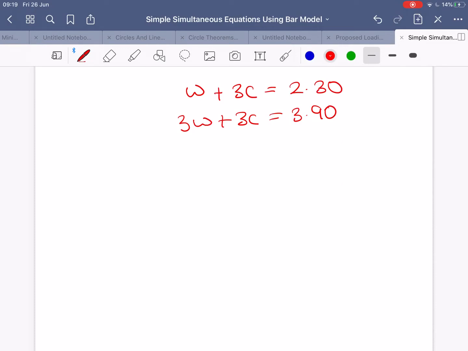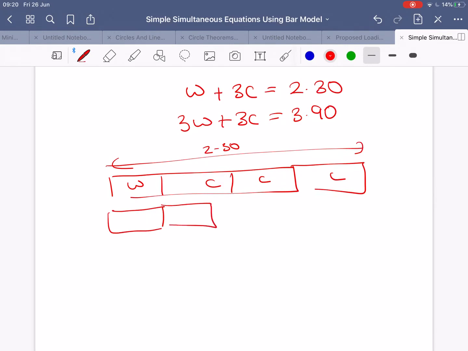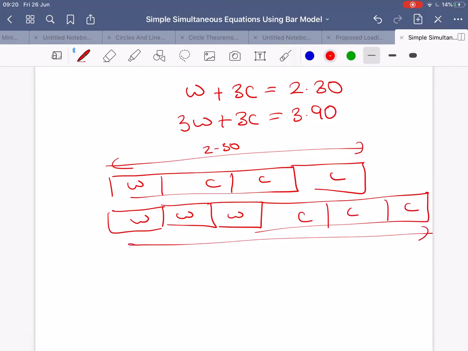Now, to begin with, you might naturally do this. You might go, well, I'll put a water and I'll do 3 Cokes like that, and that costs £2.30. And then I'll do my 3 waters and my 3 Cokes on the end, and that costs £3.90. But if we look here, we've got a bit of a problem if we draw it like this, because I haven't got a situation where anything lines up, so I can't scribble anything out. So this wasn't the best way to draw it.